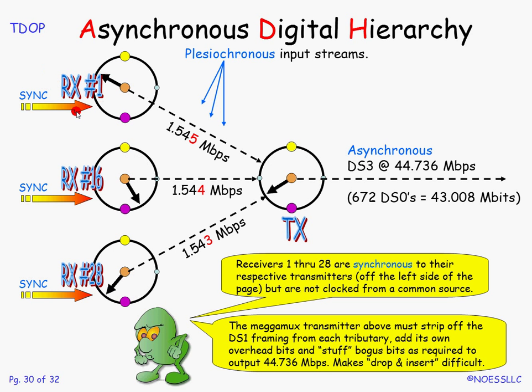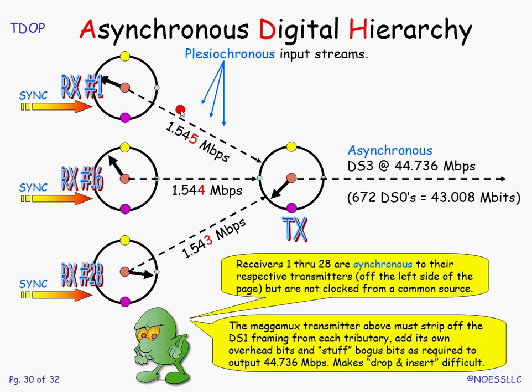But when I look at this guy right here and compare it with this guy right here, this transmitter talking to this receiver, which is also synchronous to itself, they're synchronized, this rate is 1.544. This rate was 1.545. And then down here on the third one, the transmitter and receiver are synchronous to themselves, but this guy is actually running at 1.543. So I've got three different bit rates right here. They're plesiochronous. They're almost there, but they're not exactly the same.